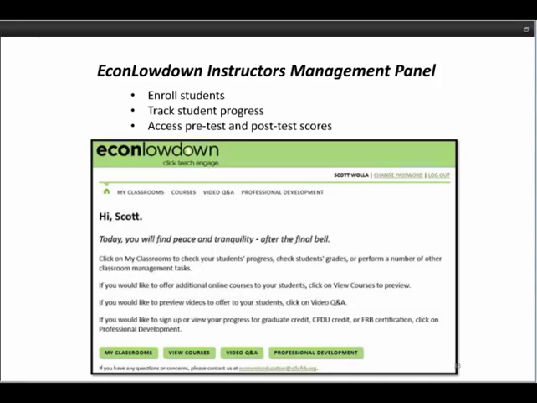To the right is professional development. If you're looking for online professional development in economics or personal finance, we also offer that. You can get professional development hours. You can get Federal Reserve certification, or you can get graduate credit. And you can learn more by clicking on that link and exploring it a little bit. Next slide, please.